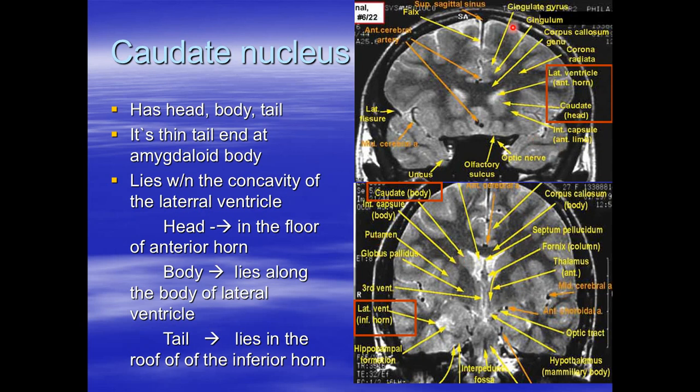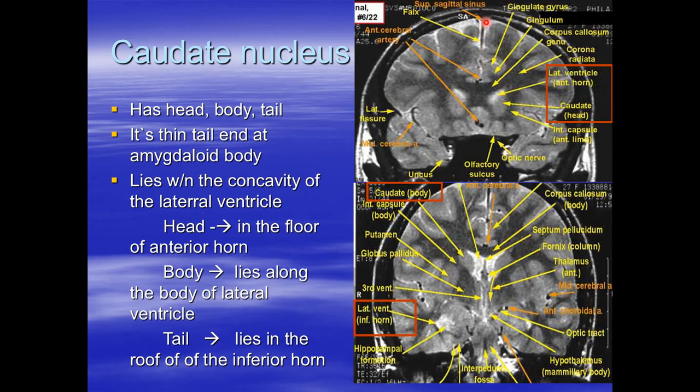So we can see these parts more obviously in a coronal image. You can see here anteriorly the head of the caudate nucleus within the floor of the lateral ventricle, and as you go posteriorly, you can see the body, and you can see the end of it within the roof of the temporal horn of the lateral ventricle, and at the end of it is the amygdala. Okay, let's see what else can we see here.